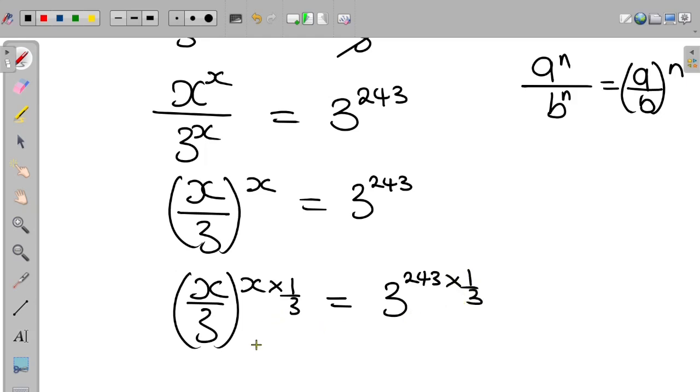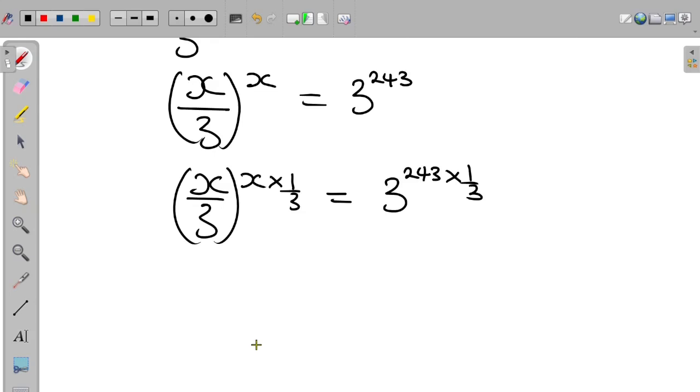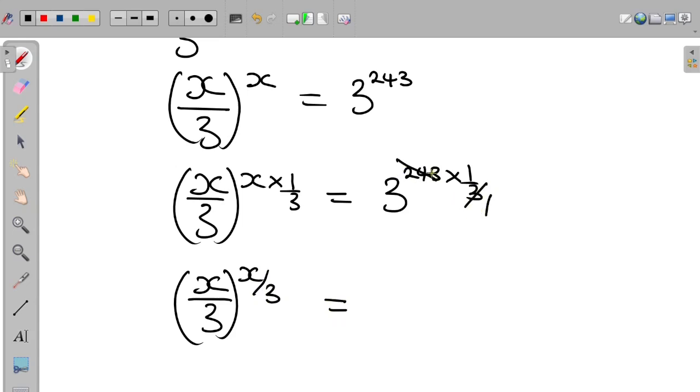So at this point, we have it that x times 1 is x. So we have that x divided by 3 all to the power of x divided by 3 is equal to, if 3 comes here, we have 1. 243 divided by 3 is 81. So we have 3 raised to the power of 81. Now, if you look at the left-hand side, the base is equal to the index. But at the right-hand side, the base is 3 and the index is 81. So how can we express the index and the base to be equal?